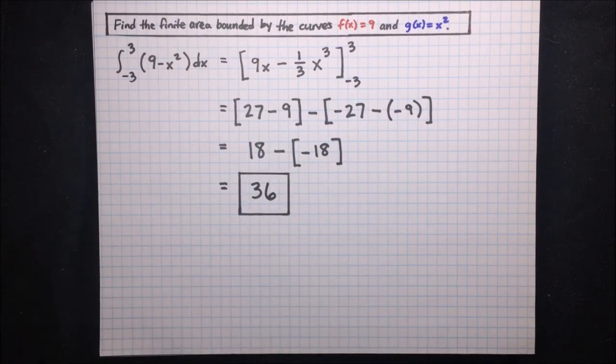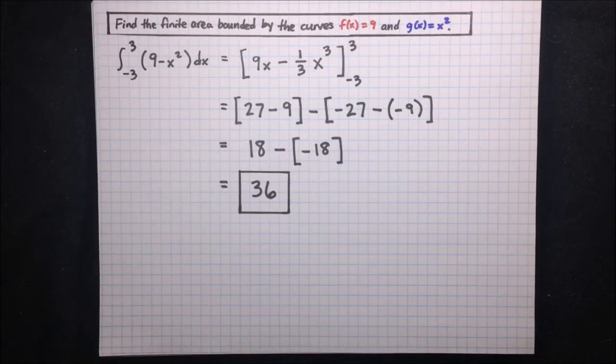That is the finite area bounded between the curves f of x equals 9 and g of x equals x squared. And really what that means is 36 square units, but in practice we usually don't bother writing down the square units. Just to leave it as 36 is fine. Now that we've done an example of finding the finite area bounded between two curves, let's do another problem.